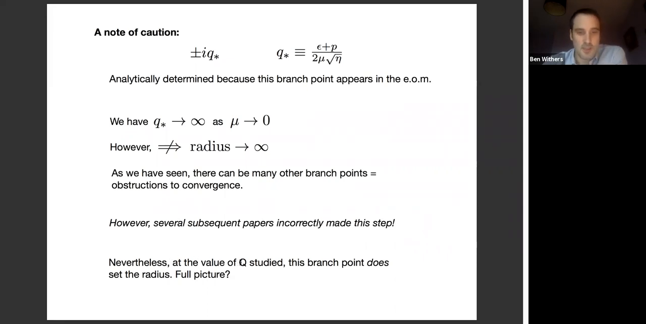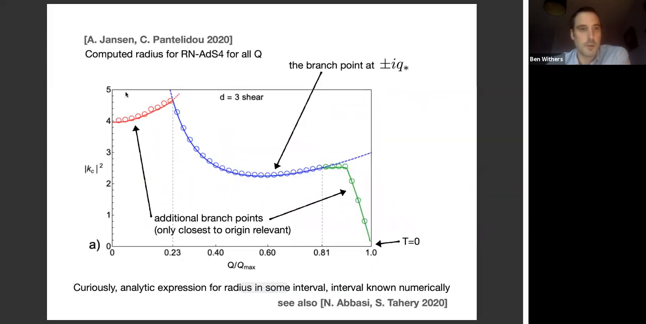So the statement is that the value of Q that I've been plotting, this branch point Q star, does set the radius of convergence. So the question is, what is the full picture as you start varying Q? This was answered in a very nice paper by Aaron Janssen and Christiana Pantelidou. They extended this analysis of the radius for Reissner-Nordström to all values of the charge. The example I've been presenting sits around here in the middle, I think, on this blue curve. This blue curve is the analytically known branch point sitting at plus or minus i Q star.